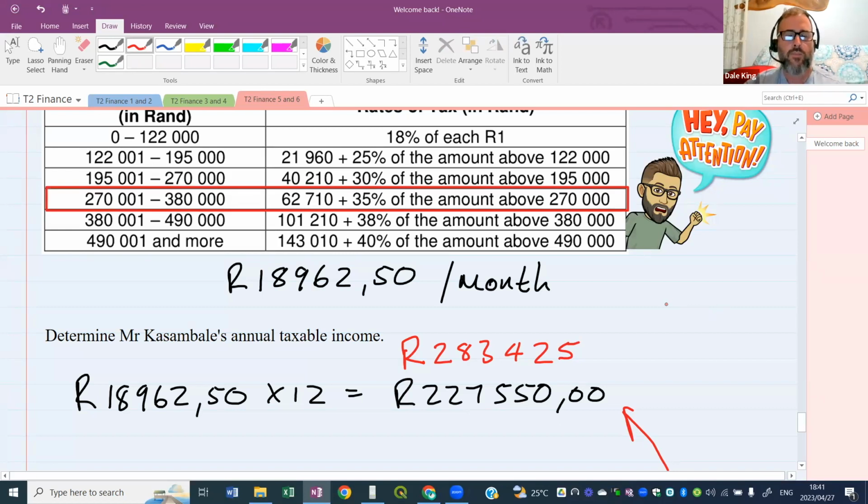All right. It puts him there. Now, I suggest you write that out and then start putting some values in there, doing it step by step, very carefully, following the instruction in that row that's written there, 62,710 plus 35% of the amount you are above 270,000. Okay, step by step.